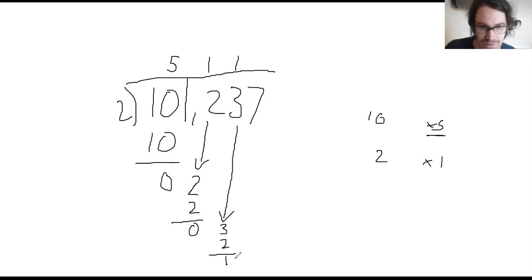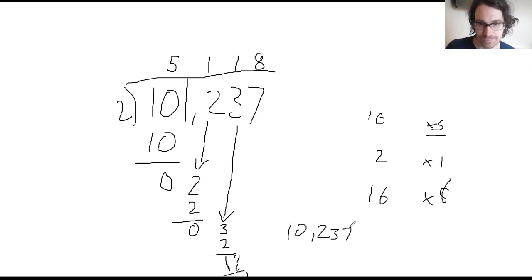Now we have 17. So what's the highest multiple of 2 we can get before we get to 17? Highest multiple is 16, which is times 8. 17 minus 16 is 1. So our remainder is 1. 10,237 divided by 2 is the number at the top, 5,118, with a remainder of 1.